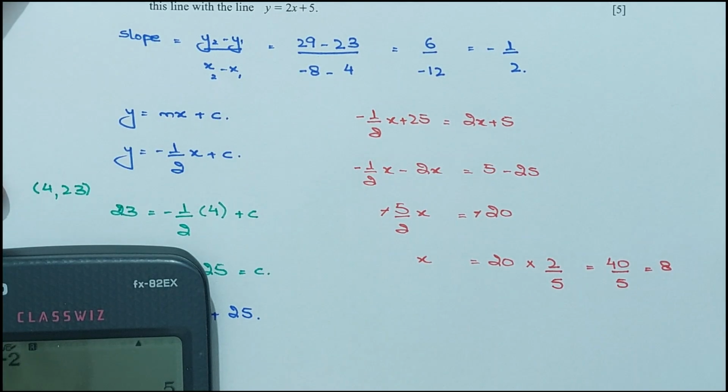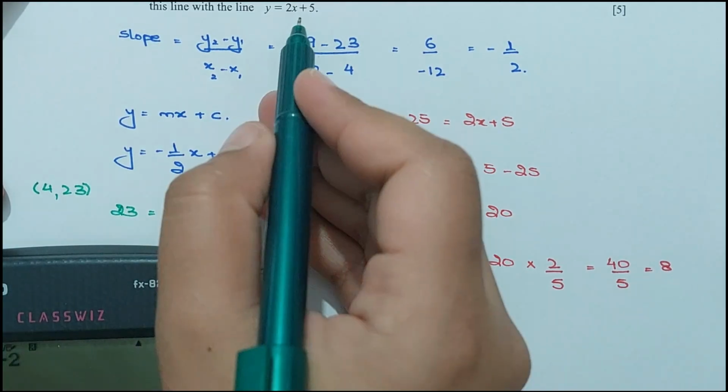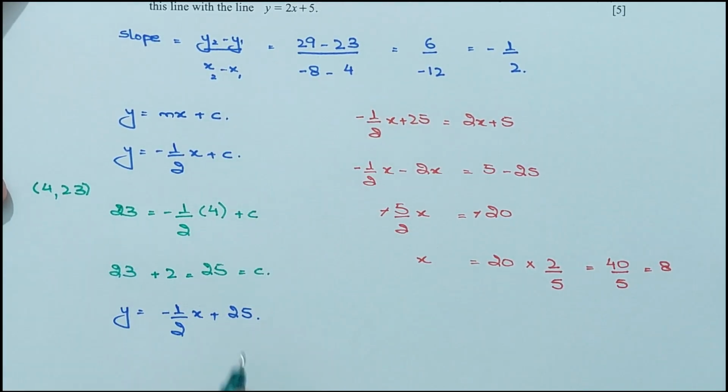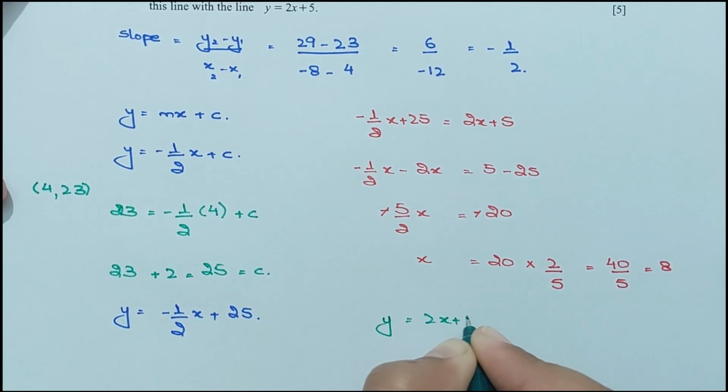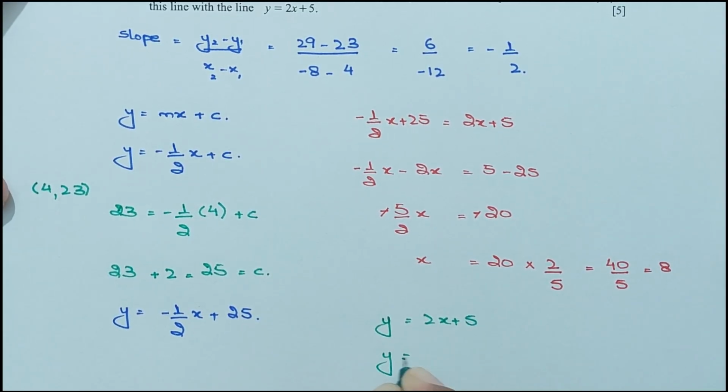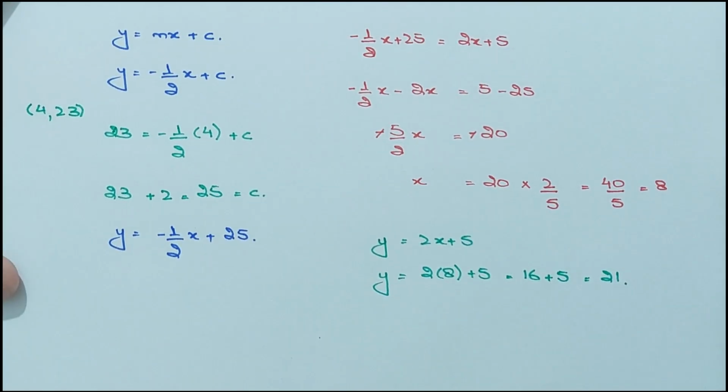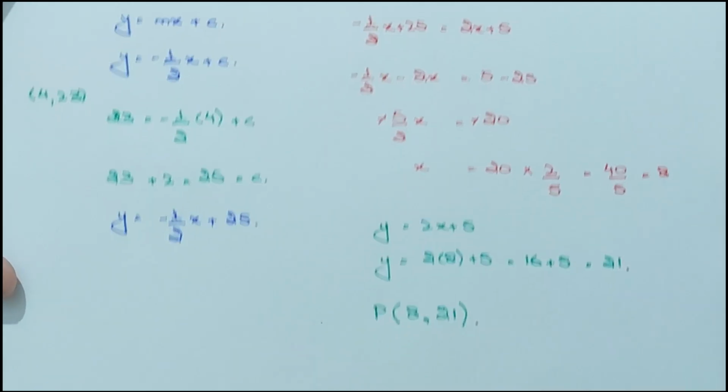Now to solve for the y coordinate, we have to plug the x coordinate into this equation of line or that one. So let me substitute it into 2x plus 5. So y equals 2 times 8 plus 5. 2 times 8 is 16 and 16 plus 5 is 21. So we can say the point of intersection, the coordinates of P, are (8, 21).